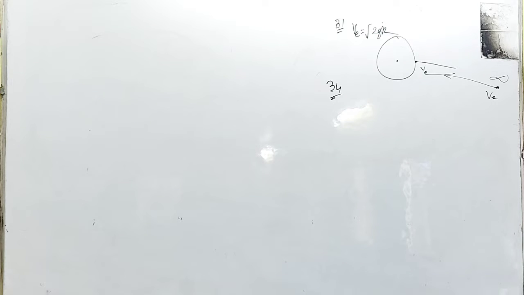The question number 34, without any calculation, what is the answer? 11.2 km per second is the escape velocity from the surface of the earth. Your escape velocity is independent of mass and angle of projection, whether it is projected at 90 or 40 degrees, it doesn't matter. It should be projected with 11.2 km per second, irrespective of angle of projection.